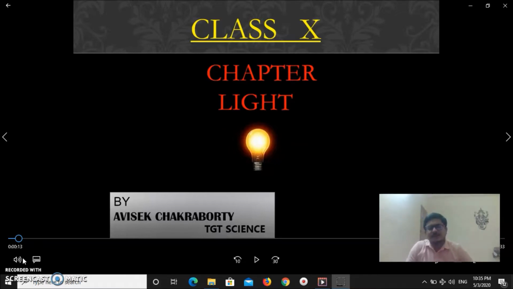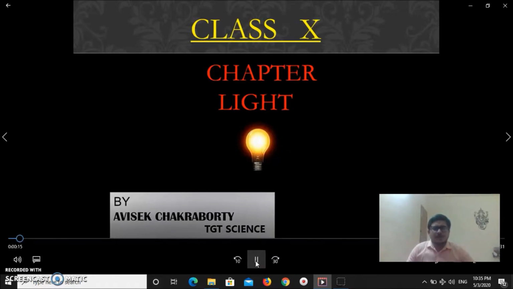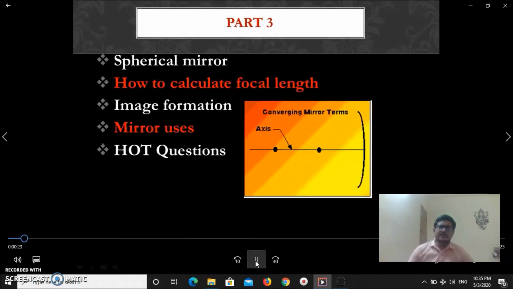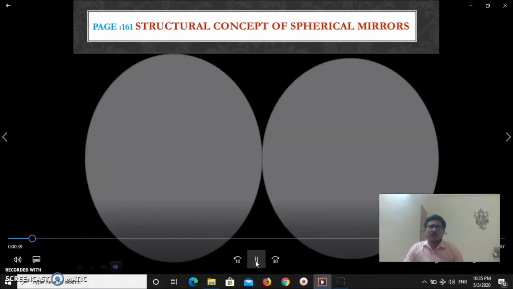Pay a little bit more attention to science and mathematics. We are already on the chapter Light. Today we will mainly discuss spherical mirrors and how images are formed by spherical mirrors. So let's check the topics that we will cover today: spherical mirror, how it is formed, how the name came, how to calculate focal length, how to construct the images, and some little bit hot questions.